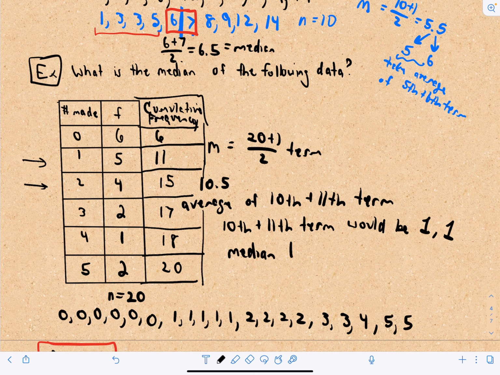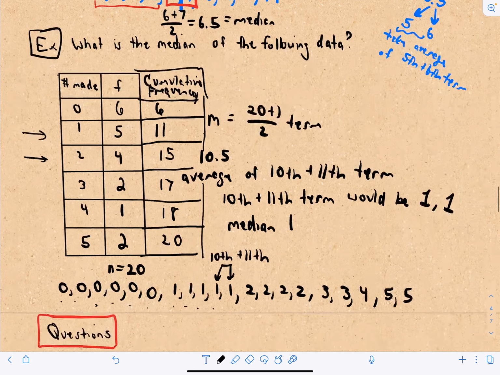So again, notice if we find the 10th and the 11th term, if we can count 1, 2, 3, 4, 5, 6, 7, 8, 9, 10. So these are going to be the 10th and the 11th term. So you'll just have to be a little clever when you find the median, because you're going to have to figure out where that term lies in that table.